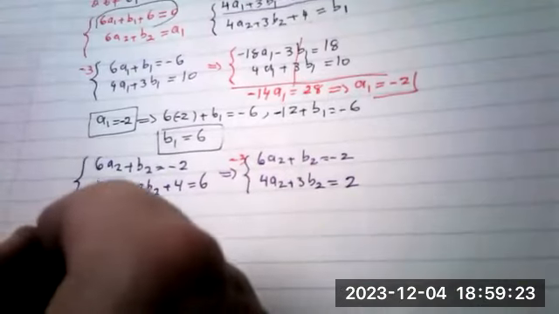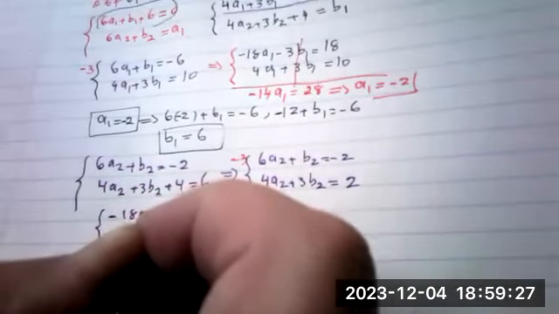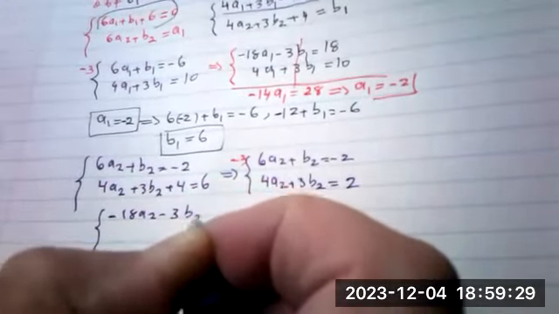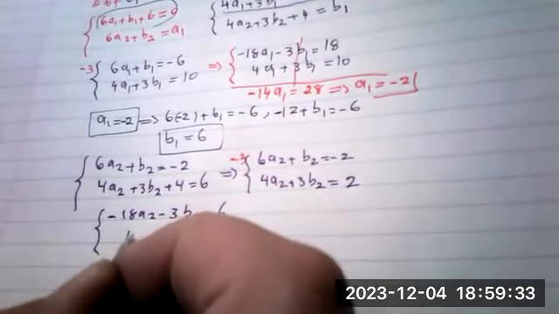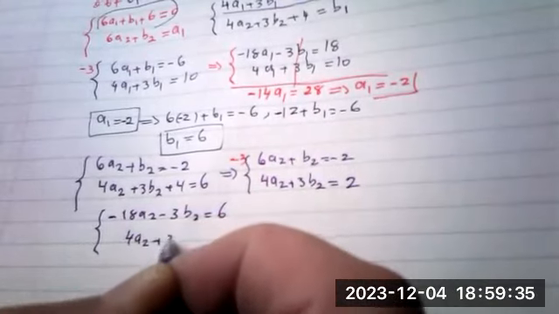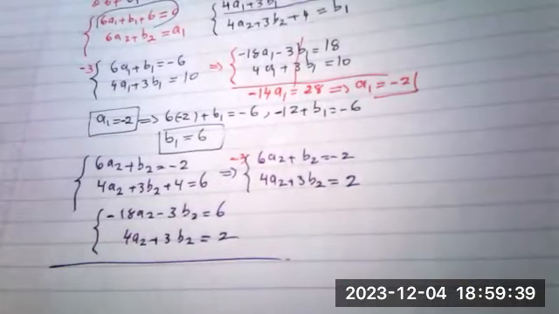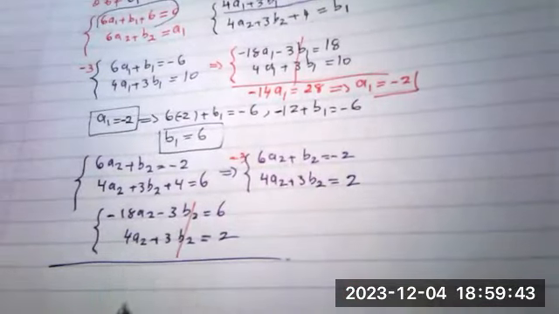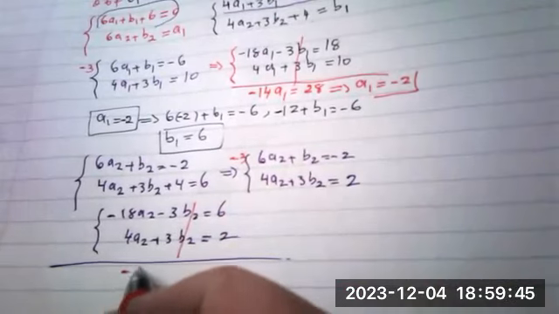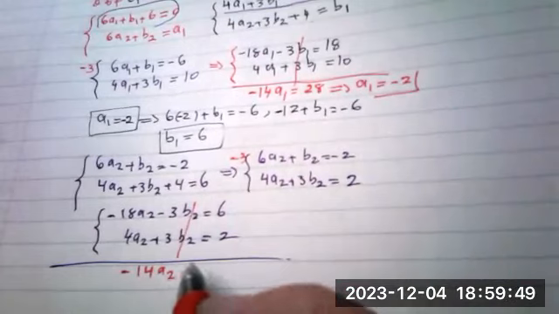So now it's going to be negative 18A2 minus 3B2 equal to 6. And the second part is going to be 4A2 plus 3B2 equal to 2. Add them together. These 2 will cancel out. This time that gives you negative 14A2 again, but on the other side we get 8.